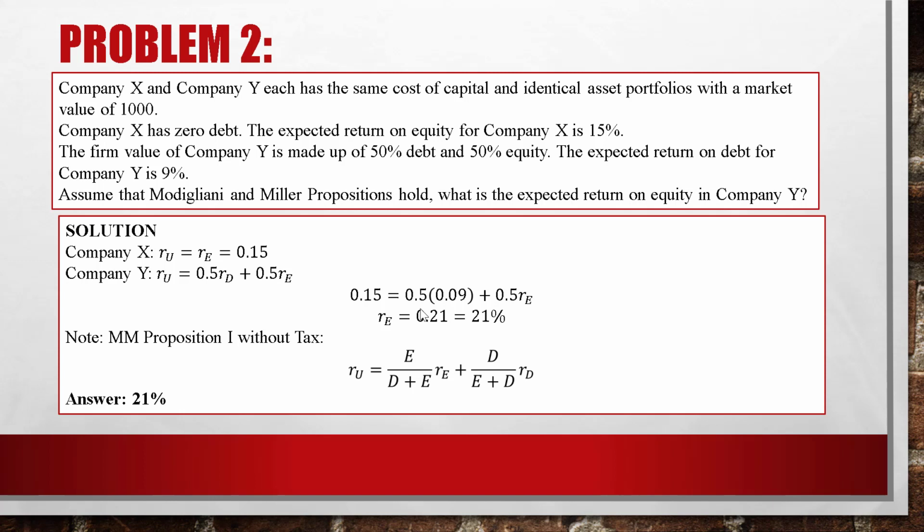And remember the proposition 1 with our text saying that RU, the cost of capital, I call it unlevered because we also have the levered case. So RU is equal to E over D plus E times RE plus D over E plus D times RD. E is the market value of equity. D is the market value of debt. RE is the expected return on equity. And RD is the expected return on debt. So the answer to this question is 21%.